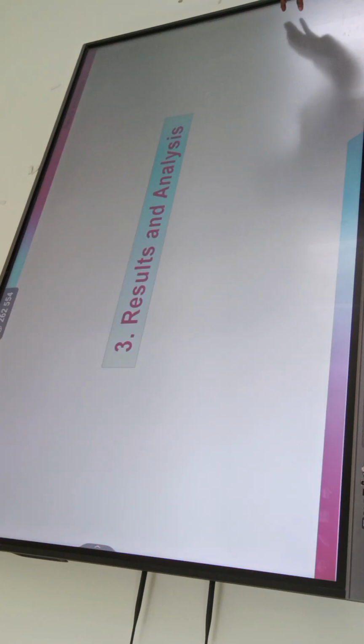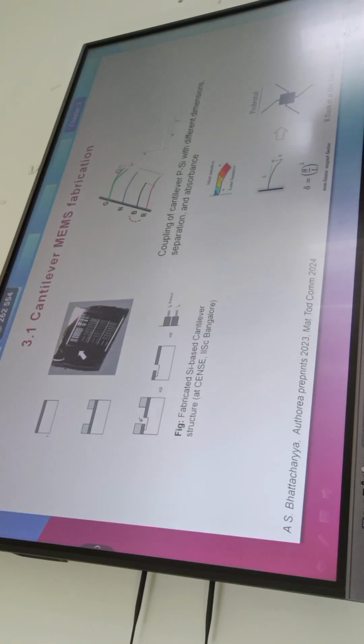Now here come the results and discussion. As I have already discussed, we face the problem of homogeneous distribution of mass in the case of a design with one fixed end and one free end. So we have taken the pedestal design as the motivation, and here it shows a fabricated silicon-based cantilever, made at SC Bengaluru, with SiC on the silicon substrate and a SiCN coating.